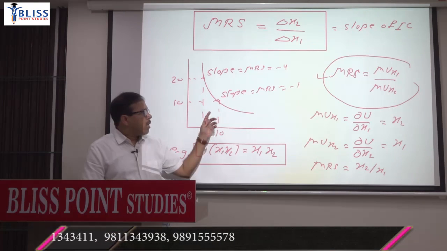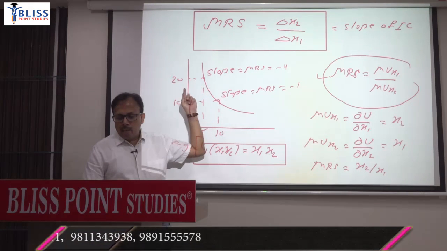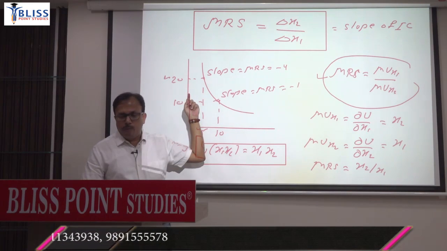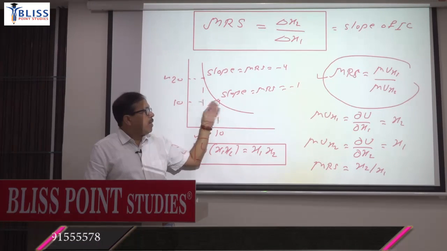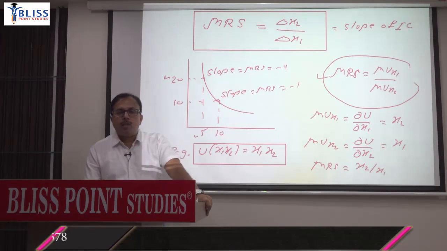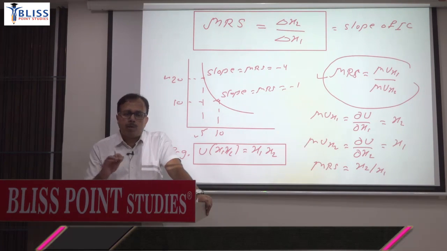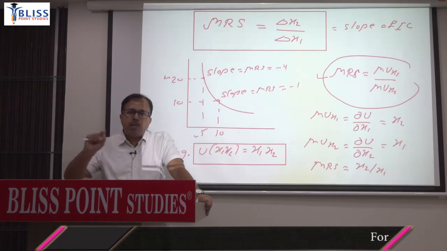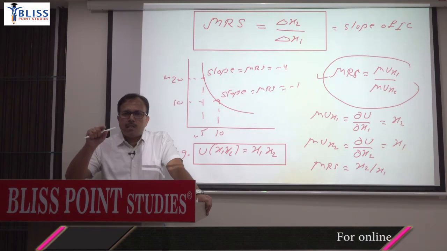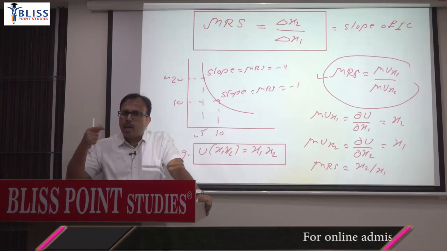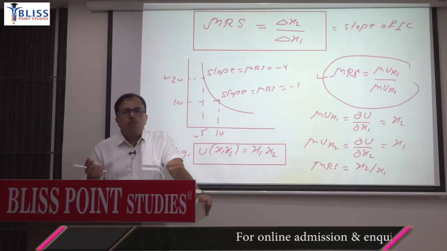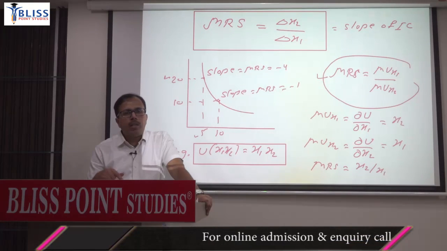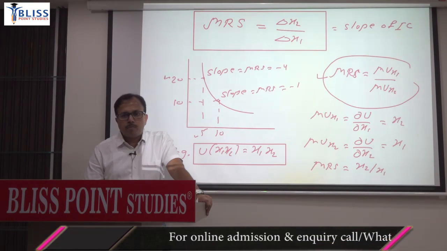So if you apply x2 by x1 here, x2 value is 20, x1 value is 5, so 20 by 5 gives a value of 4. Here 10 by 10 gives a value of 1. The minus sign only indicates the negative slope. So you have two options. If the indifference equation is given, differentiate with respect to x1 and you get MRS, or if utility function is given, calculate the ratio of marginal utility, you will get MRS.